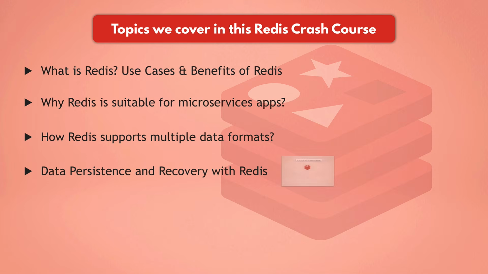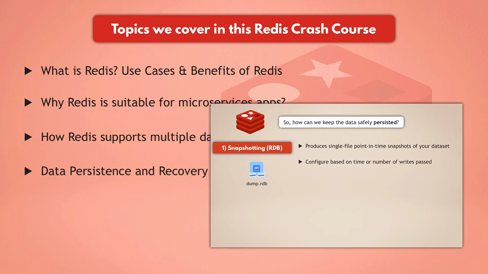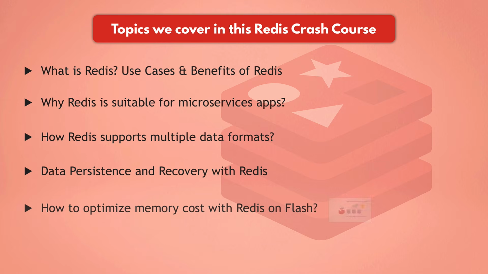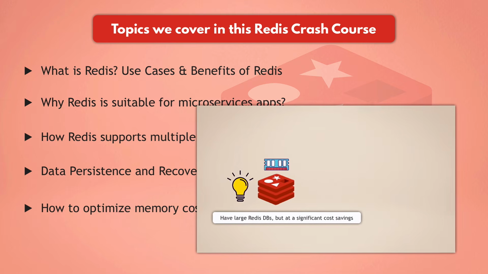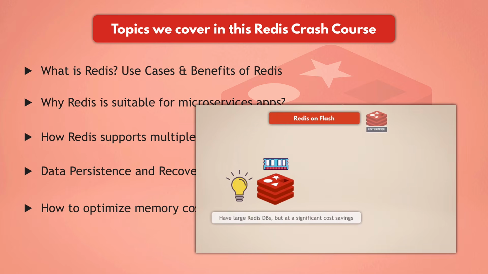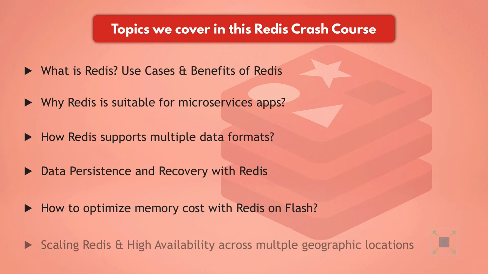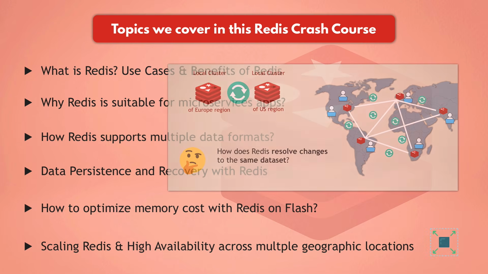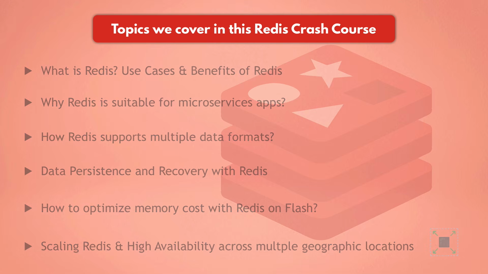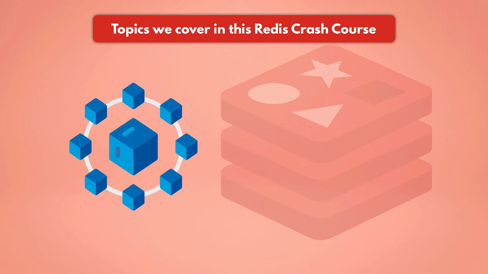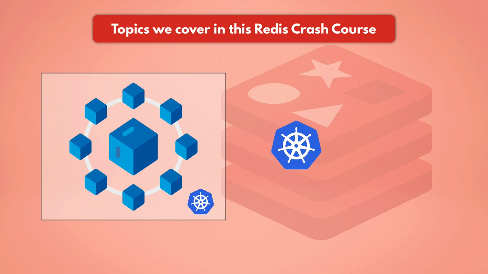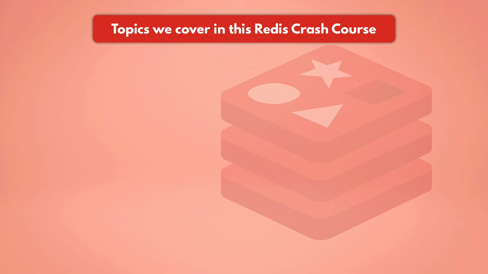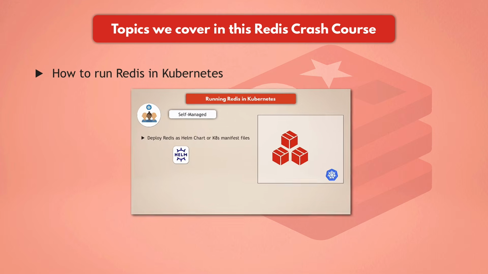Next, we will see how Redis, as an in-memory database, can persist data and recover from data loss. We'll also talk about how Redis optimizes memory storage cost using Redis on Flash. Then we will see very interesting use cases of scaling Redis and replicating it across multiple geographic regions. And finally, since one of the most popular platforms for running microservices is Kubernetes, and since running stateful applications in Kubernetes is a bit challenging, we will see how you can easily run Redis on Kubernetes.